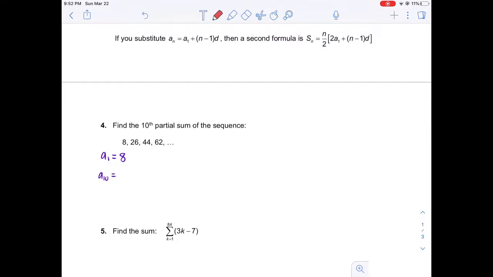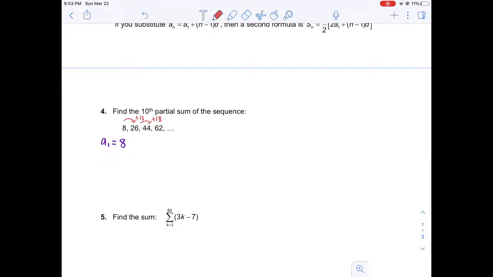What is my common difference? How do I get from 8 to 26? Well, if I find that common difference, it is adding 18, and then same again to get from 26 to 44. So for A10, I could use the formula: the first term, A1, which is 8, plus my common difference of 18 times n minus 1, which is 9. When I solve this through, that gives me 18 times 9, which is 162, plus 8, which is 170.